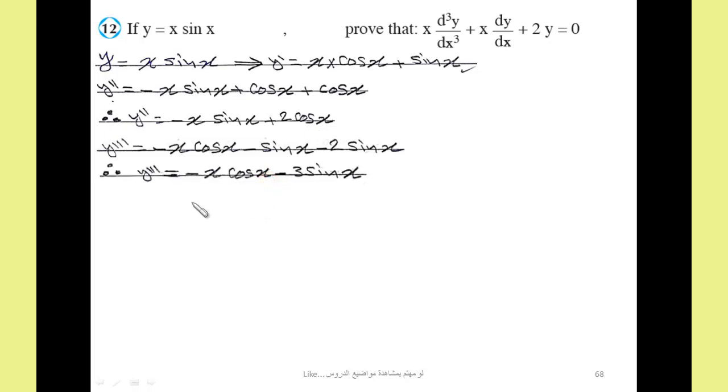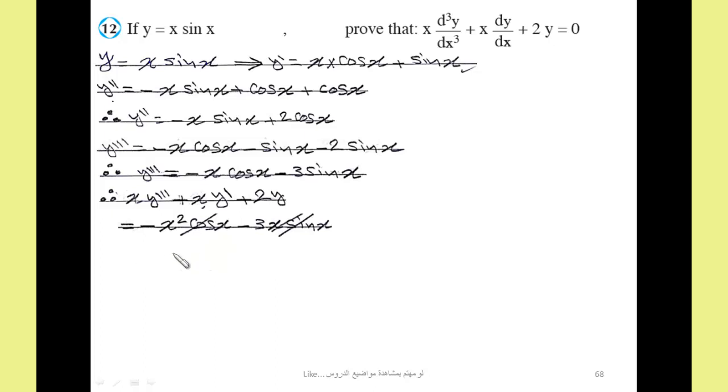And we simplify it. We have negative sine x minus 2 sine x equals negative 3 sine x. So the right hand side will be negative x cosine x minus 3 sine x. Left hand side, it is x y triple dash plus x y dash plus 2y. We substitute from these results in the left hand side.